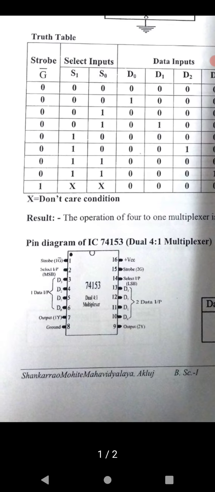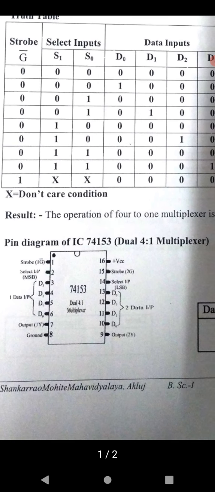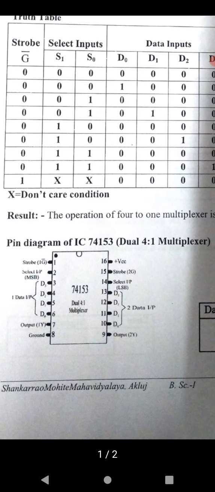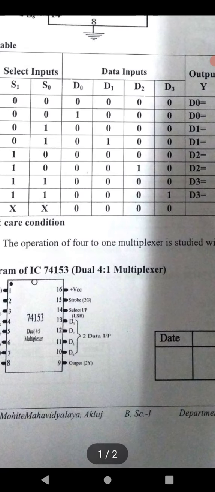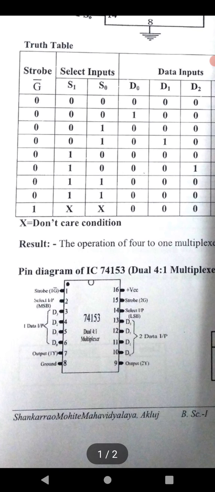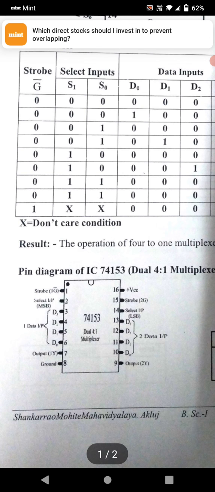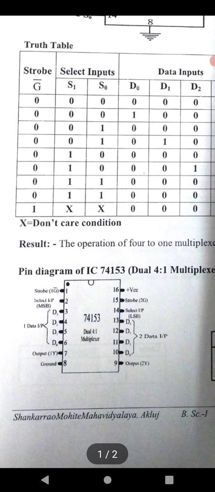See here, firstly, the pin configuration of this IC. Pin diagram of IC 74153, dual 4:1 multiplexer. Dual means dual inline package. DIP model, dual inline package, means the pins are configured on both sides. This IC is available in 16 pins. In this IC, pin number 8 is the ground pin and pin number 16 is the plus VCC, that means the supply pin.